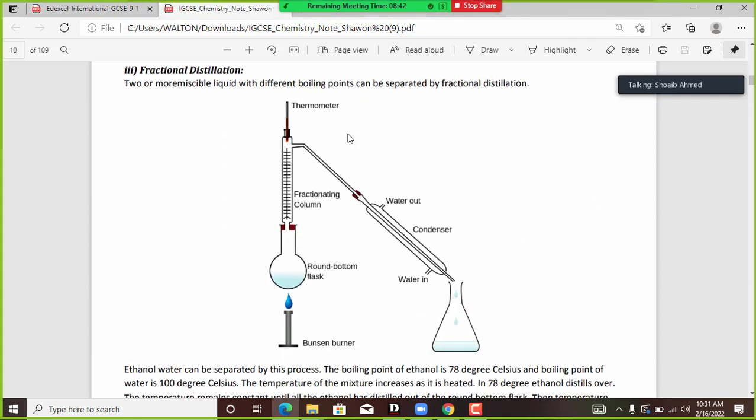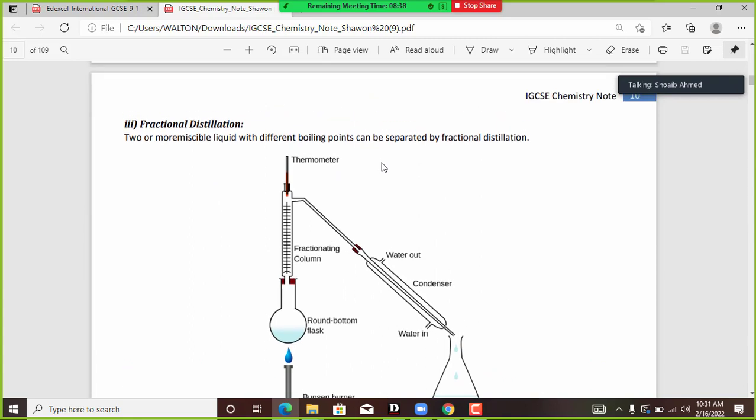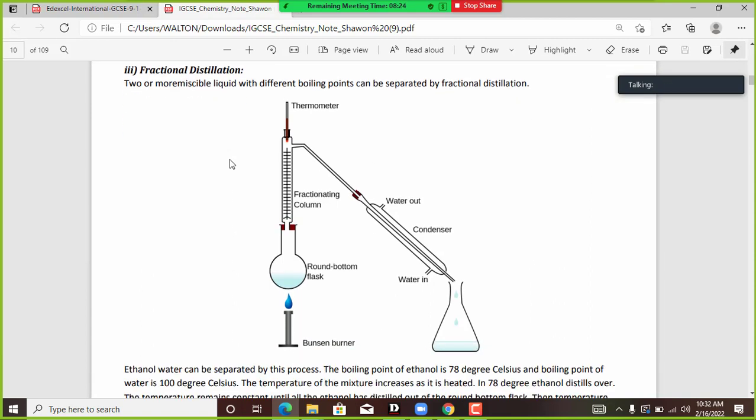And now fractional distillation. Two or more miscible liquids can be separated by fractional distillation. We know crude oil. You know crude oil. What is crude oil? Crude oil is a mixture of hydrocarbons. Hydrocarbon, do you know?